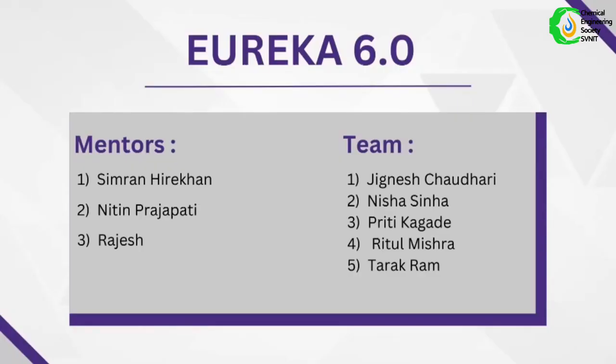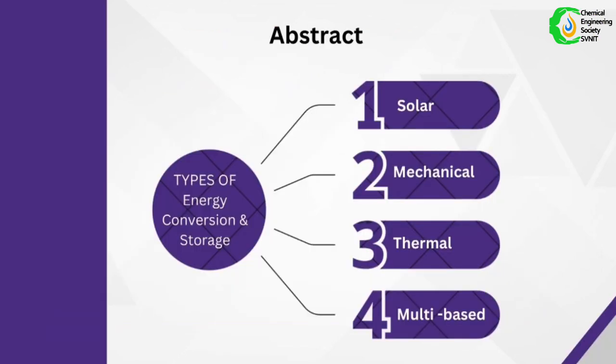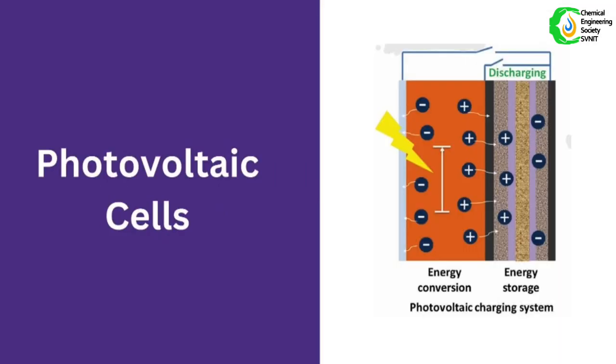Through this project, we aim to explore the various methods of energy conversion and storage mechanisms available. Depending upon their nature, we can classify the mechanisms into 4 main types: solar, mechanical, thermal, and multi-based. Coming to the photovoltaic-based systems, here the light is converted into electric power, leaving no net chemical change behind.